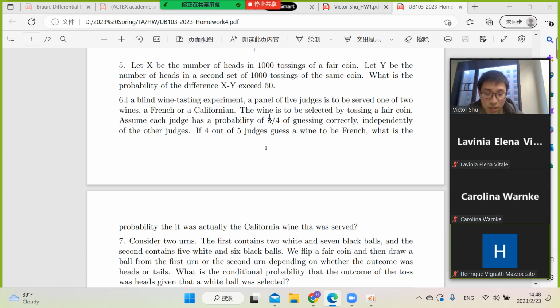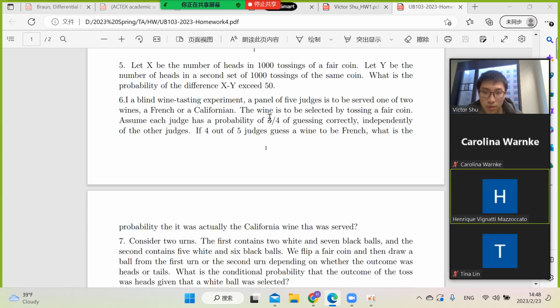Yeah, the setup for this question would be: what's the probability that the California wine was served given 4 out of 5 judges guess it's French. So that's the opposite setup. Sorry? Is it the opposite setup, like the probability of getting Californian, considering that they chose French?